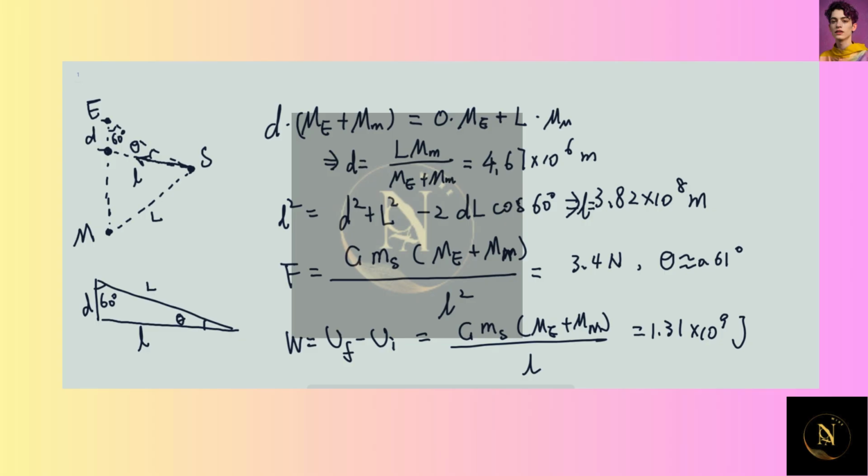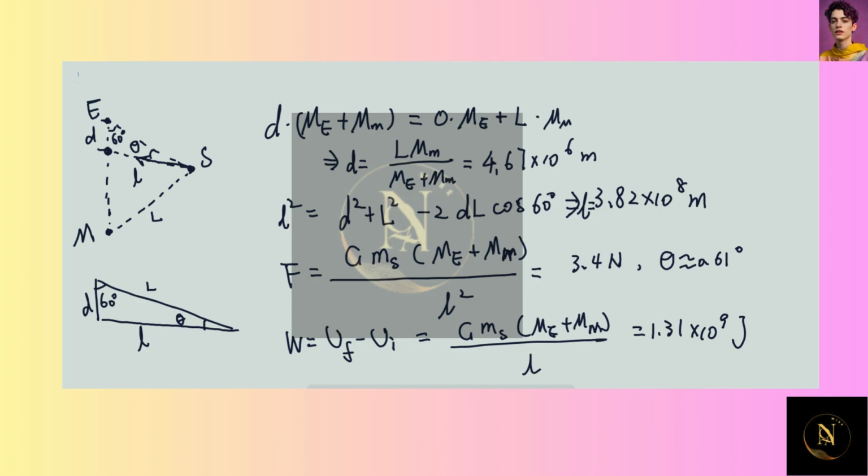Now we know the distance, we know the mass, we can find the force by using the gravitational force equation: the gravitational constant times the mass of the satellite times the total mass of Earth and the moon, divided by the distance from the satellite to the Earth-moon center of mass, l squared, okay? And the value is 3.4 newtons.